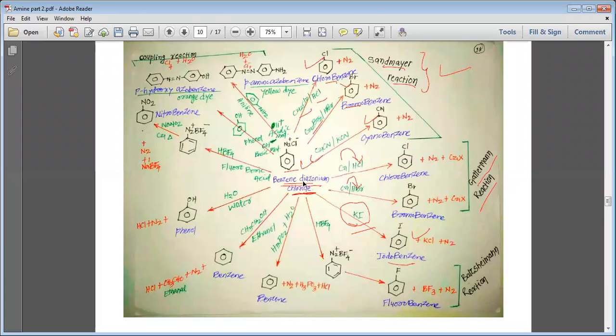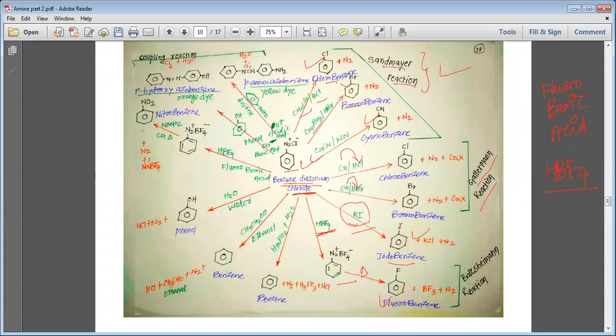In the same way, my dear students, when benzene diazonium chloride is allowed to react with fluoroboric acid, the formula of which is HBF4, it gives us benzene diazonium fluoroborate, and this benzene diazonium fluoroborate on heating simply gives us fluorobenzene.